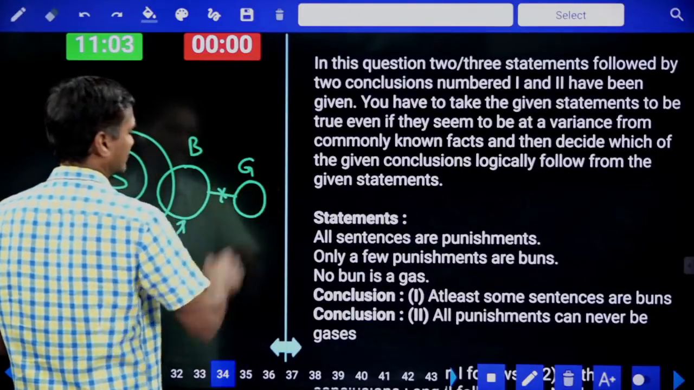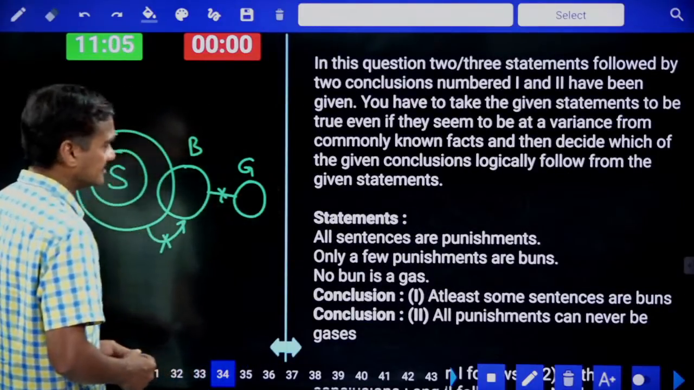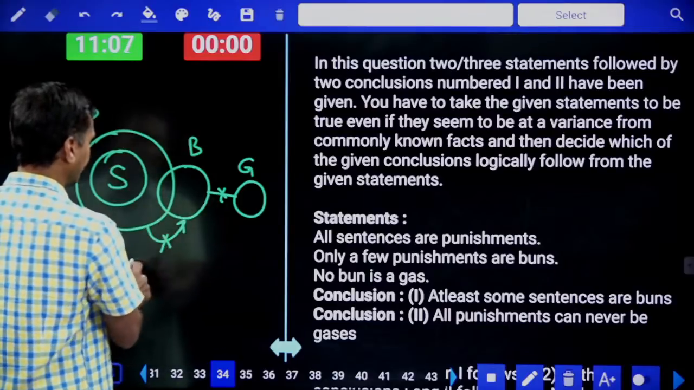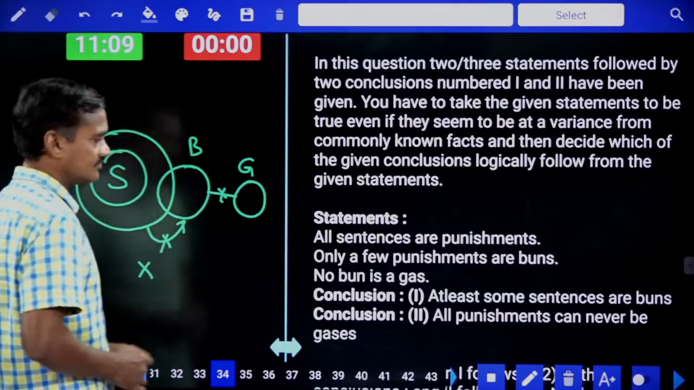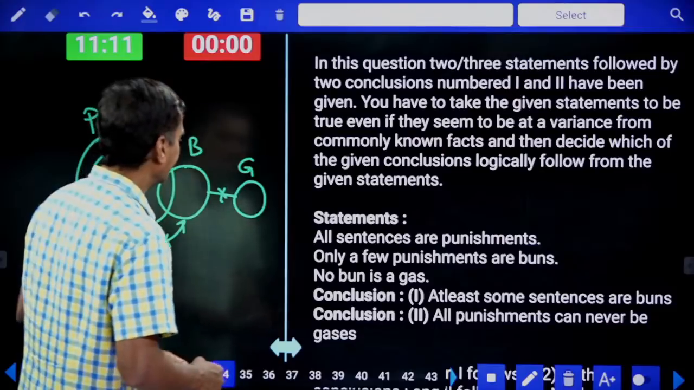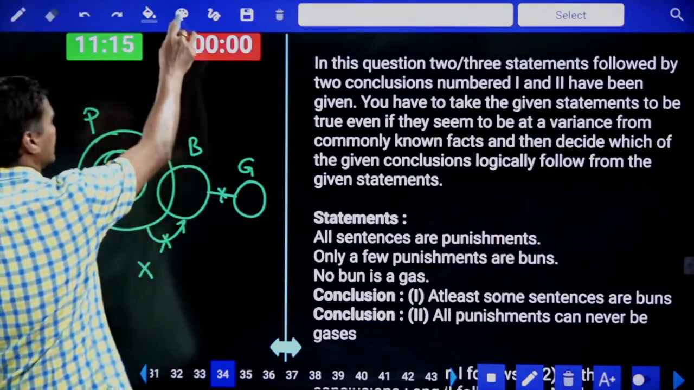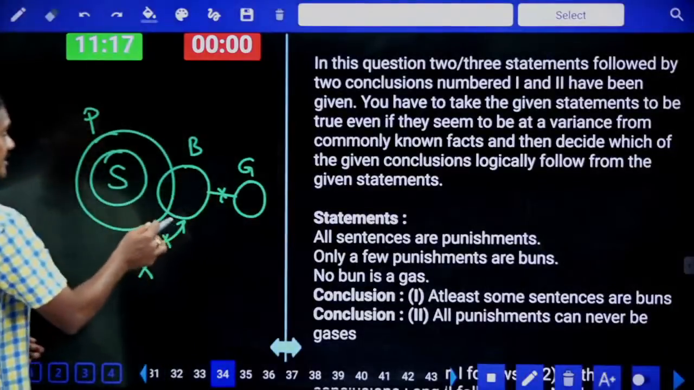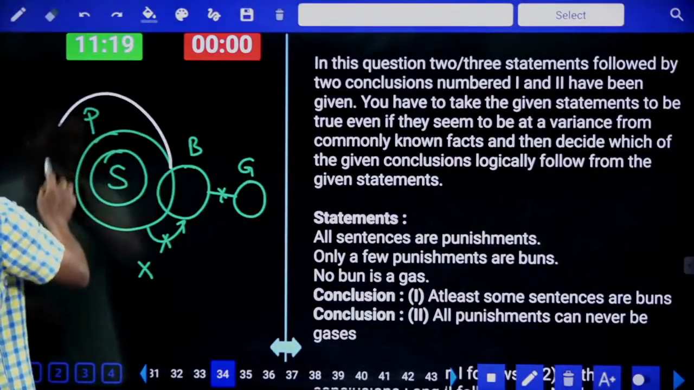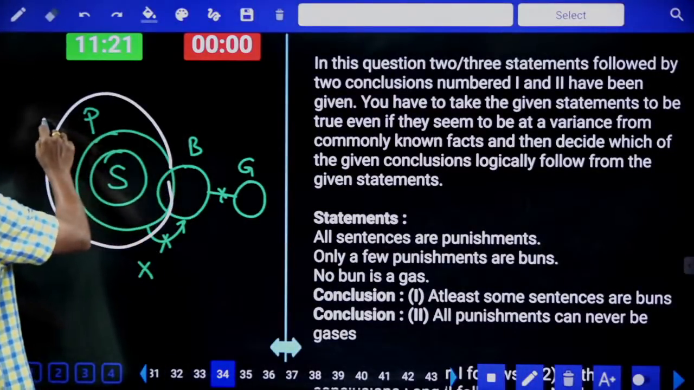Then coming to the first one here, some sentences are bun. Sentence is here, bun is here, no intersection between these two, that is false. All punishments can never be gases. Here it is claiming that all these punishments cannot be a part of gas. Now let us check out whether they can be a part of gas or not. In order to make that possible, now my statement should be like this, gas.